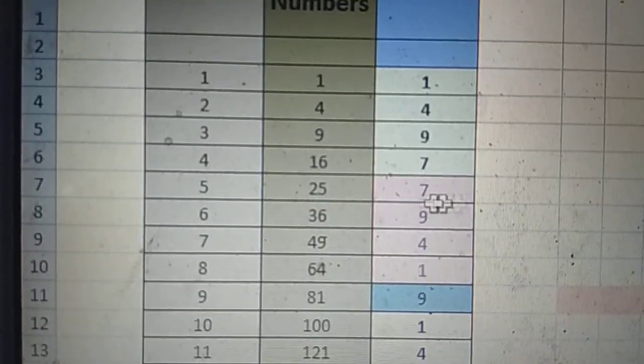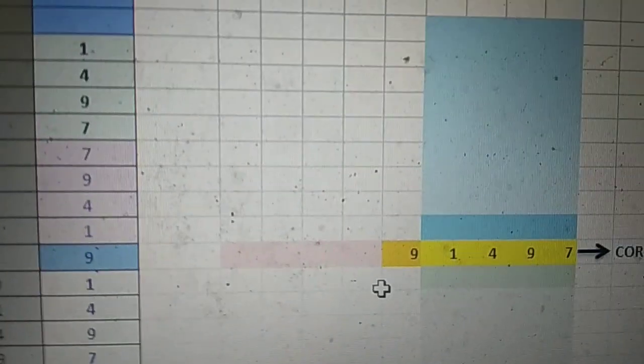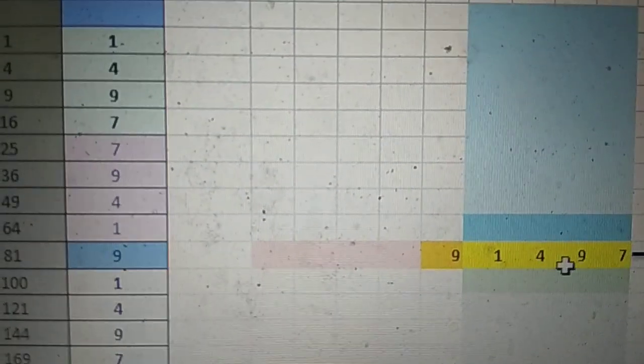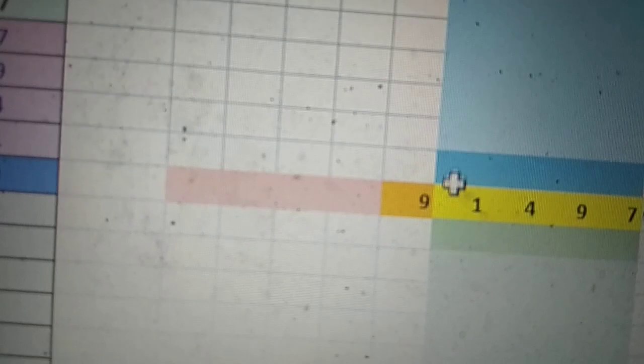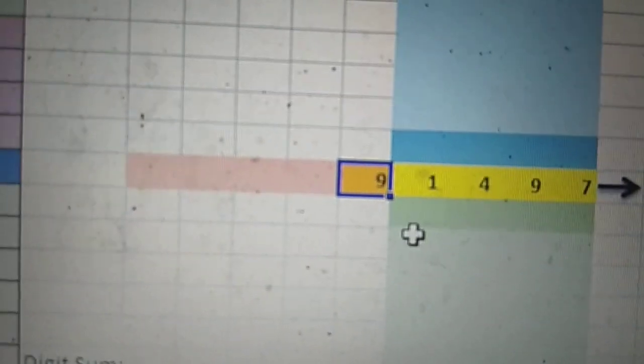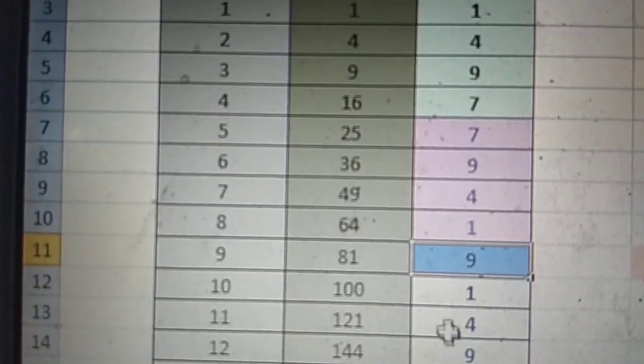Now let us try to do a kind of diagram using these numbers. Let us say that the pattern 1 4 9 7 is the core of our diagram, right? And then the number 9, which actually is the kind of delimiter of the two patterns.